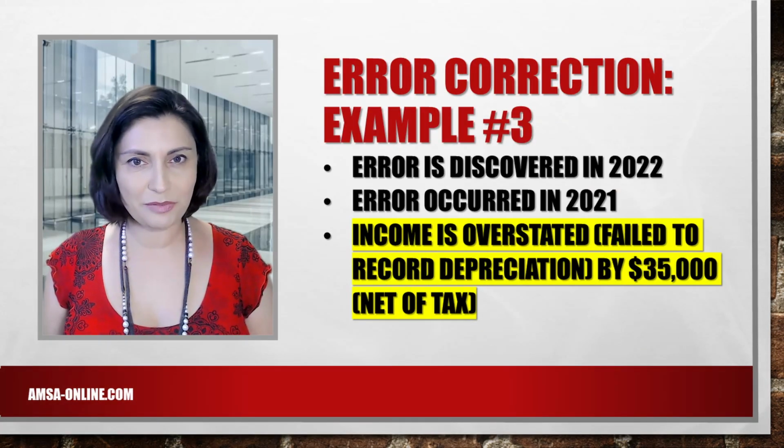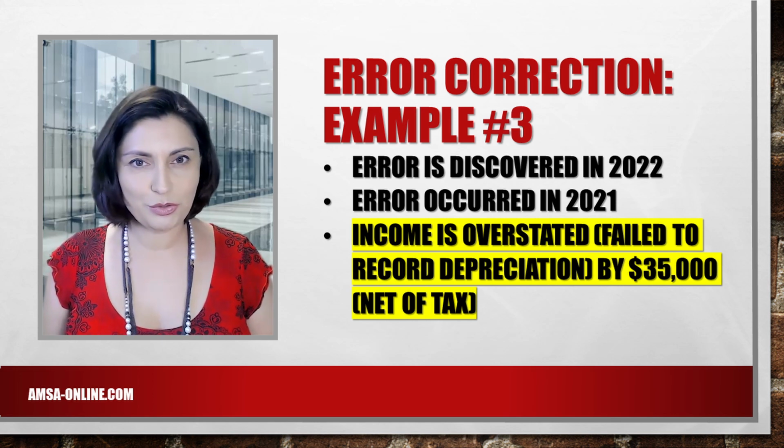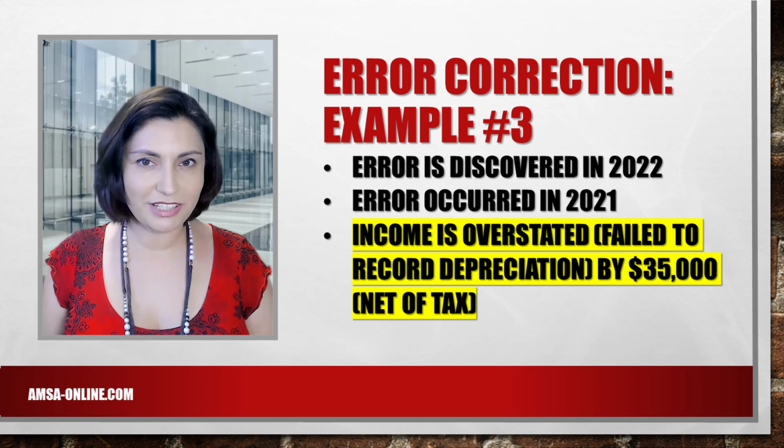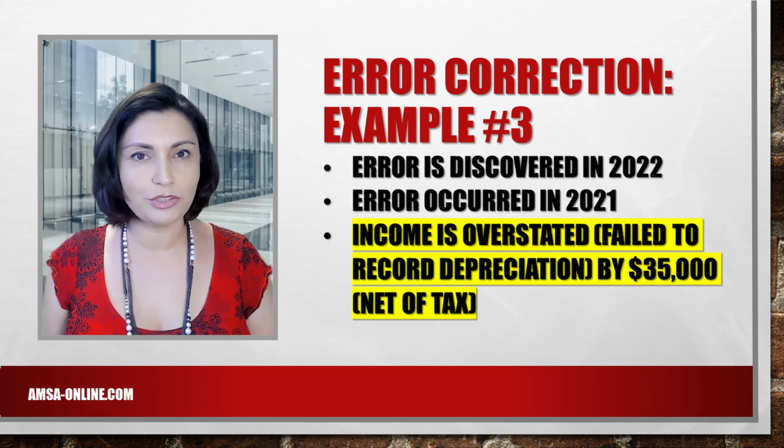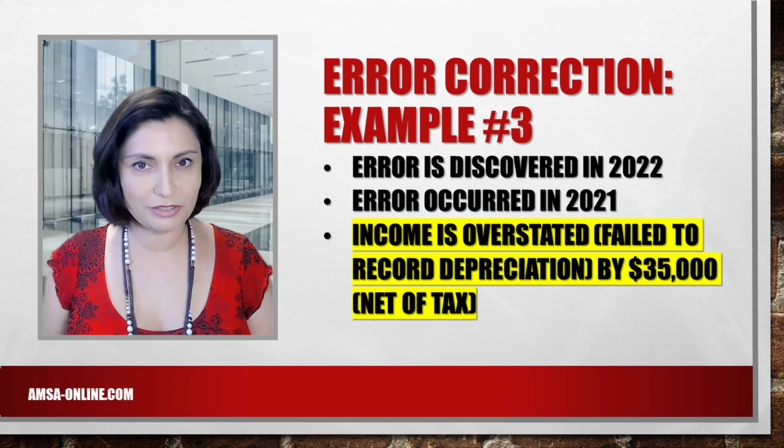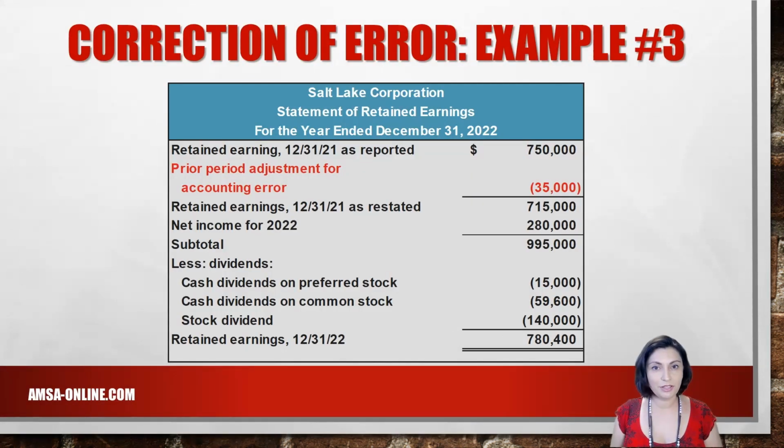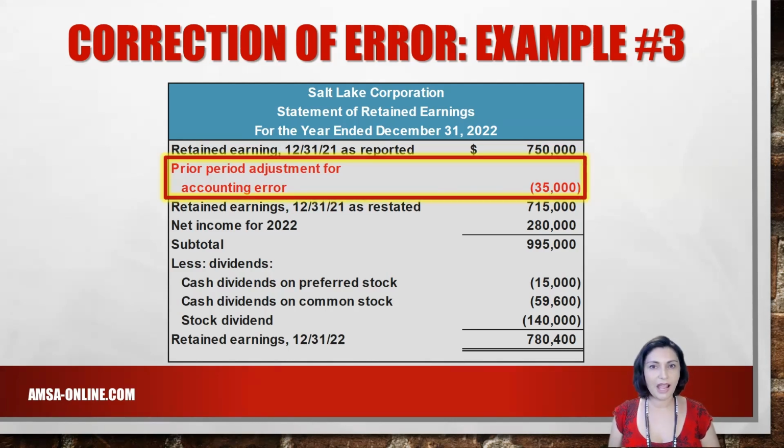Let's look at one more example. Assume that late in 2022, Salt Lake Corporation discovers that it failed to record depreciation on certain assets in 2021. After considering the income tax effects of this error, the company finds that net income reported in 2021 was overstated by $35,000. The beginning 2021 balance of the retained earnings account is $750,000 at December 31st, 2021. It also is overstated by $35,000.